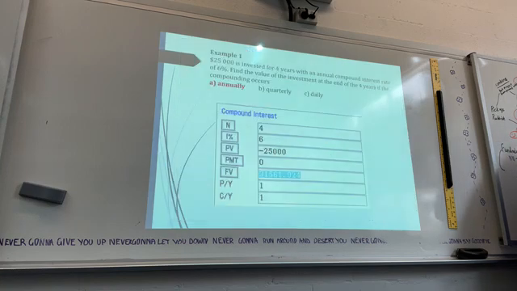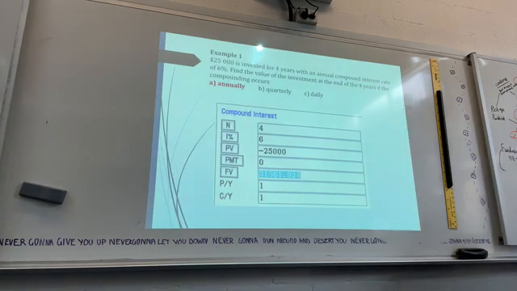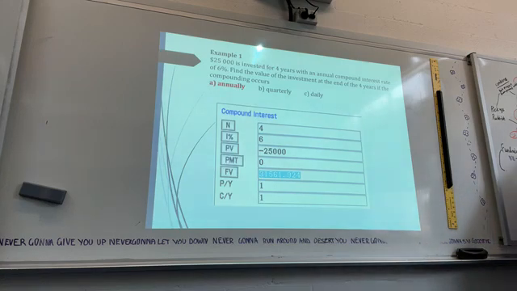Okay, let's go. Now, you have example 1 in front of you. 25000 is invested for 4 years with an annual compound interest rate of 6%. Find the value of the investment at the end of the 4 years if the compounding occurs annually, quarterly, or daily. I will do it with you.